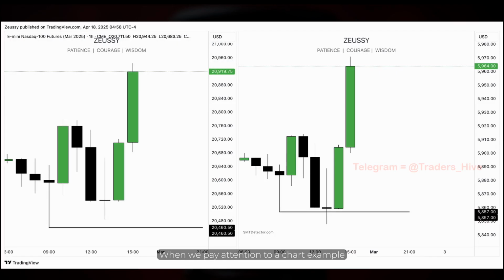When we pay attention to a chart example then, what you can see is that on the left, we can see that the Nasdaq formed this low and we saw the market expand higher. Eventually a retracement occurs and we see the market form a higher low relative to this low. If we however pay attention to ES on the right, what you can see is that ES also formed that low, expanded higher, and then eventually took out this low, whilst Nasdaq didn't. And that is a SMT, relative to again a previous cycle low.